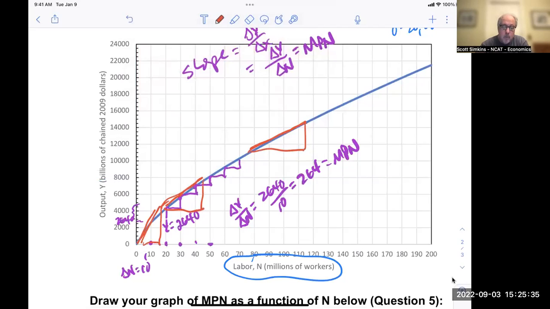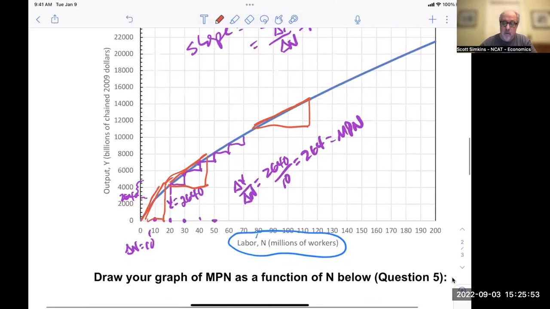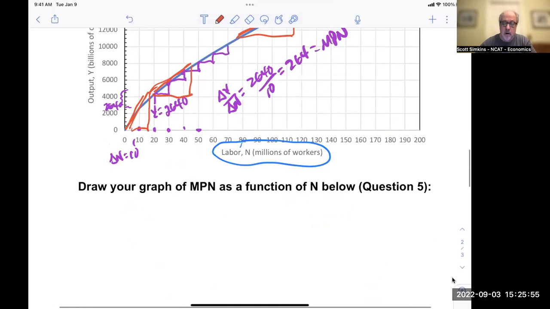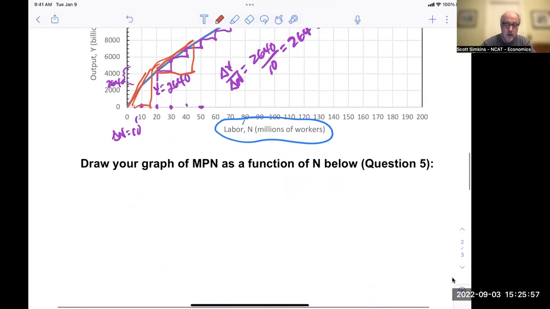So you get more output, but the amount of output you get from additional workers gets smaller and smaller and smaller. What do we call that? We call that diminishing marginal returns to labor. That's what we call that. Okay, so the answer is: draw your graph of the marginal product of labor.